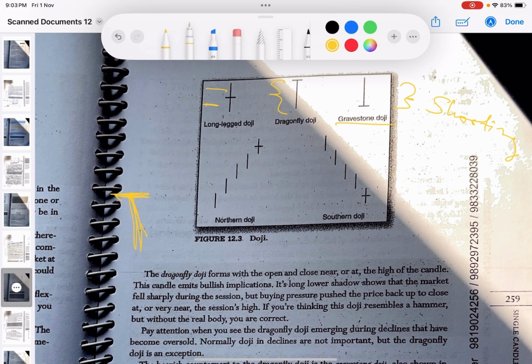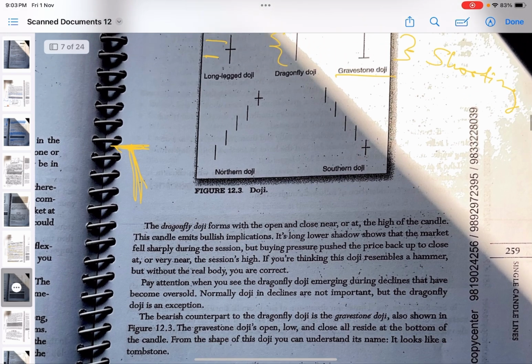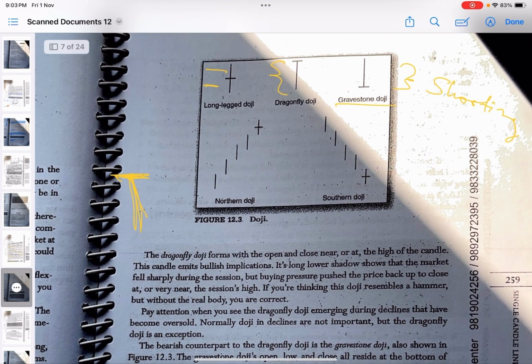So, what is a northern doji and a southern doji? Northern doji is when the doji appears in an uptrend, and southern doji is when the doji appears in the downtrend. The dragonfly doji comes with an open and close near or at the high of the candle. This candle emits bullish implications. Obviously, just look at the dragonfly doji. It shows that a lot of buying pressure is there in the market, right? It obviously shows us the bullish strength in the market.